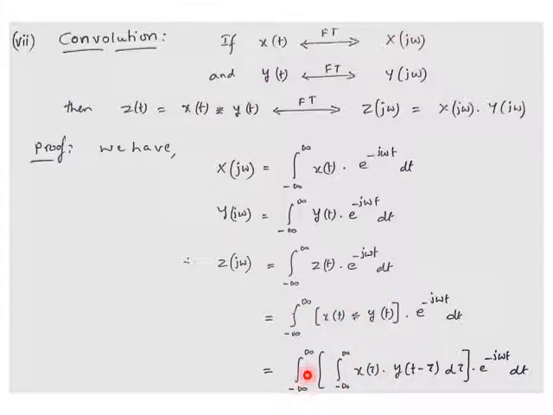So integration minus infinity to infinity over here e to the power minus j omega t dt as it is written. So next what we are trying to do, we are just alternating the order of integration. I'll just take this integration along with x of tau outside. This integration I'll take inside along with these two terms.